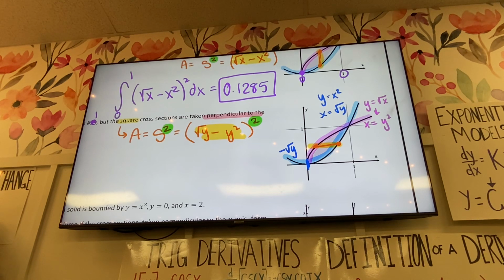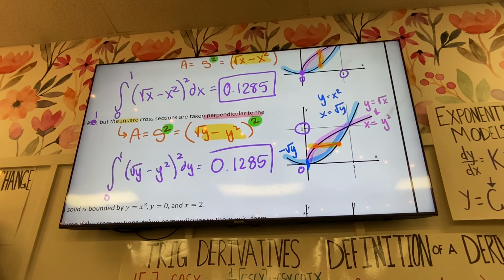Okay, once I have my area formula down, I can write my integral. So the integral is going to be from what to what? 0 to 1. The y numbers though. And then we are going to put my area formula in here, square root of y minus y squared dy, which is going to give you the exact same number, but only because x squared and square root of x are inverses of each other.